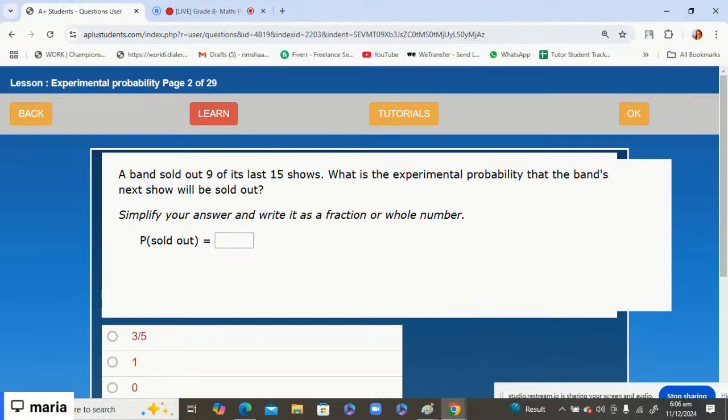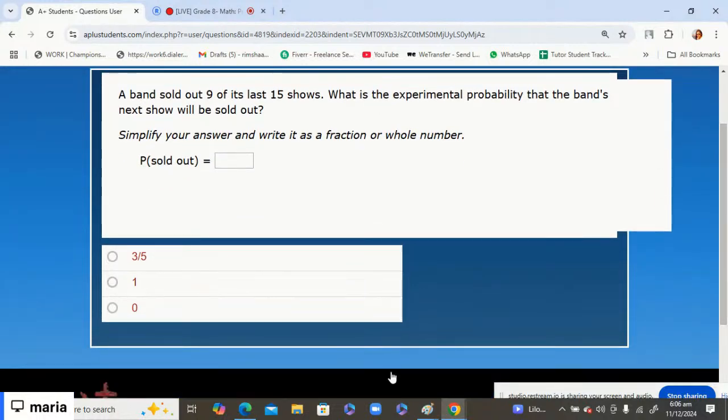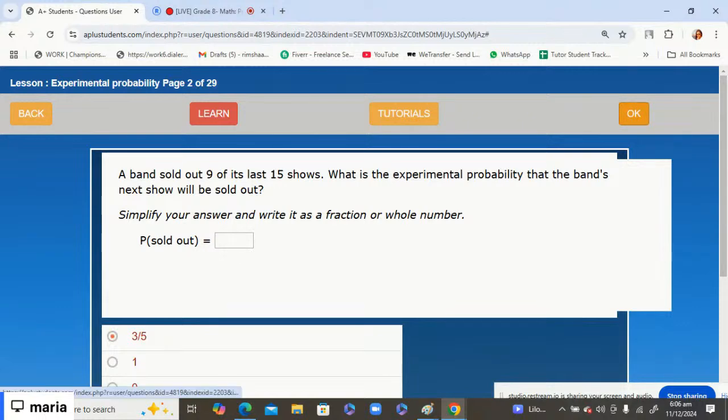A band sold out 9 of its last 15 shows. Total shows are 15, and the sold out shows are 9. What is the experimental probability that the band's next show will be sold out? So 15 is the total, 9 is the interested thing. So 9 over 15, 3 times 3 is 9, 3 times 5 is 15. So 3 over 5 is your answer.